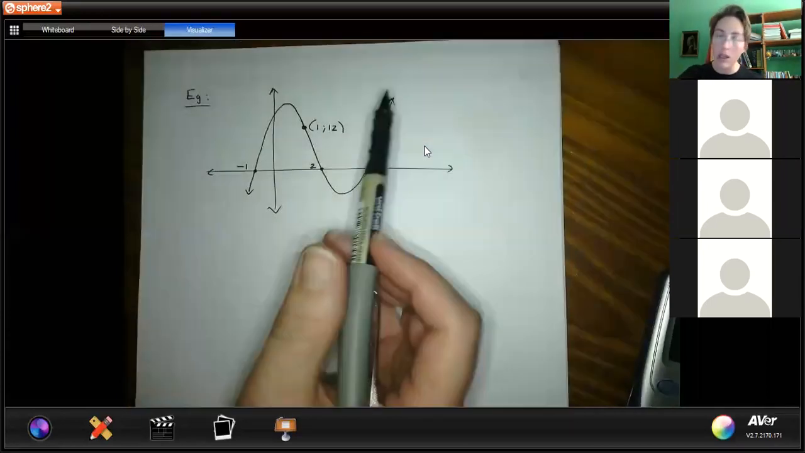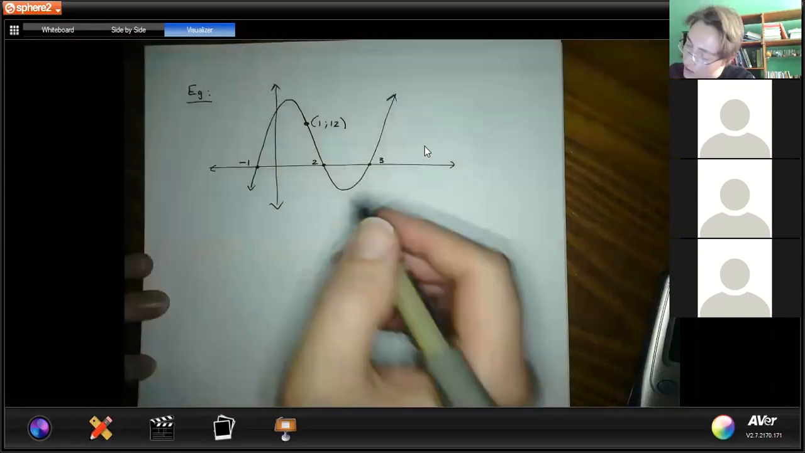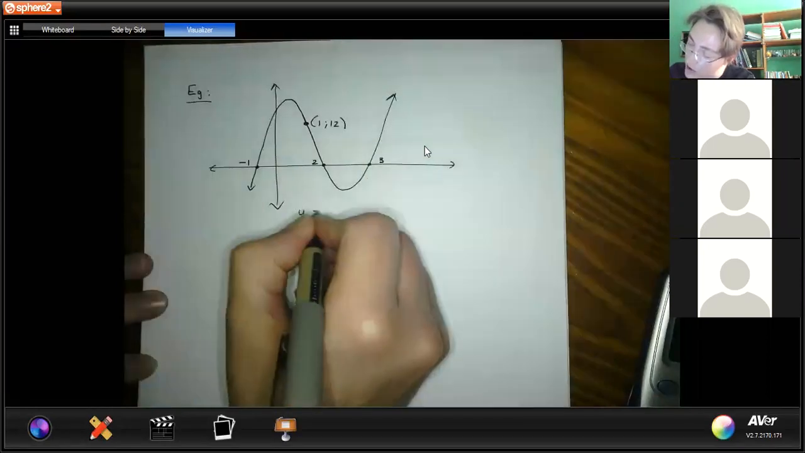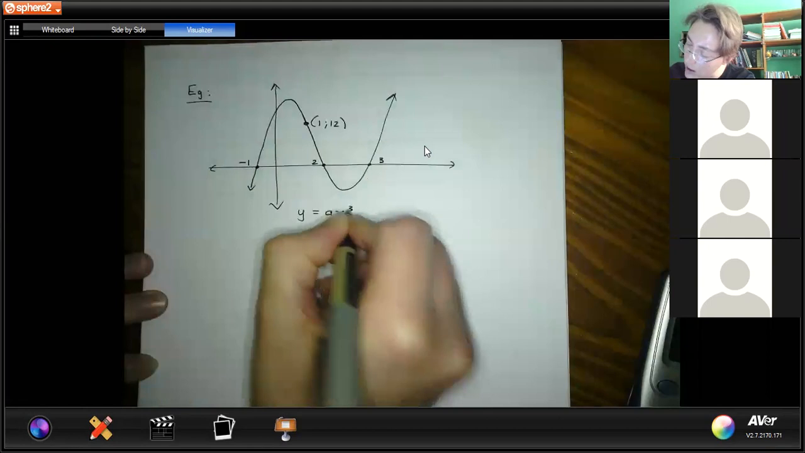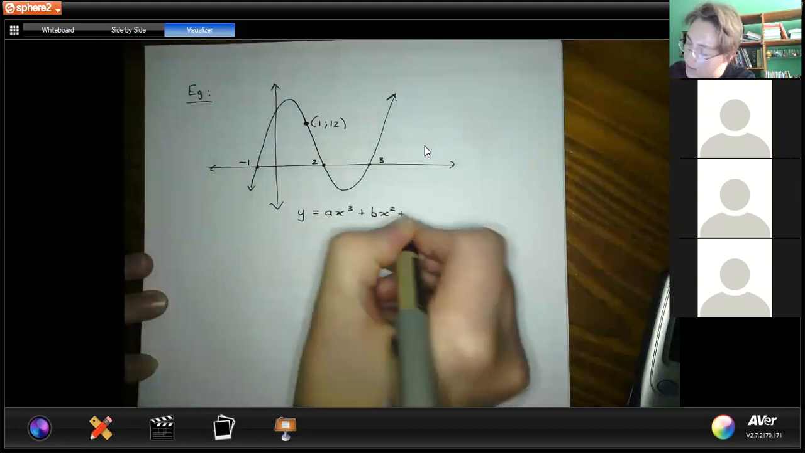So if they tell you it's a point of inflection, great. But if they don't tell you it's a point of inflection, the only thing you know for a fact is it's a point on the graph. So they didn't give you information about that. They just asked you, please find the equation of this graph in the form y is equal to ax cubed plus bx squared plus cx plus d.